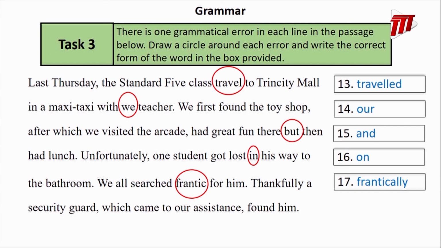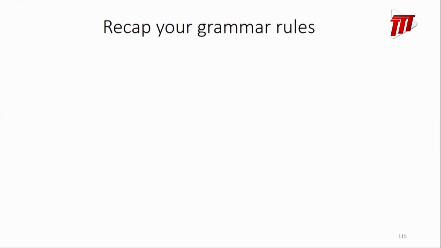Thankfully, a security guard, who came to our assistance, found him. So which was wrong? And we put in the correct relative pronoun, which is who. And there you have it. All six grammar errors figured out and the correct thing written in their boxes. Remember to ensure that you check and make sure you circle the correct thing in each line, and each line has a word that is circled, and it also has the correct word written in the box that is provided, because this would mean that you are following your instructions to a T.